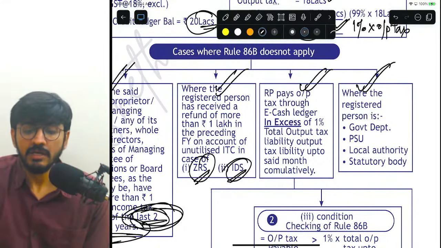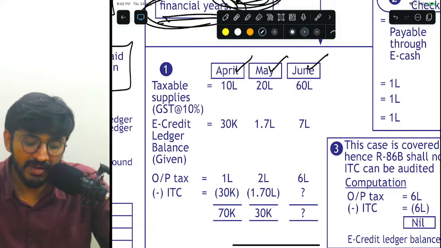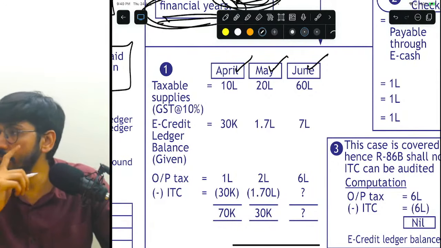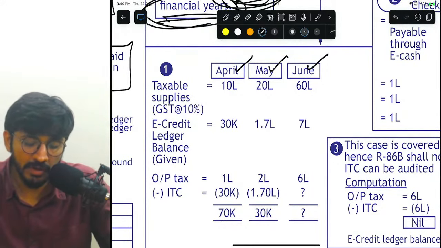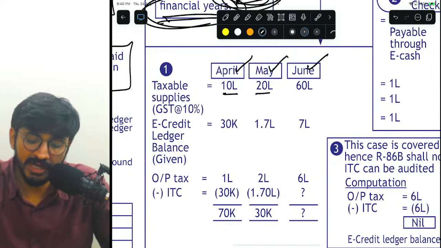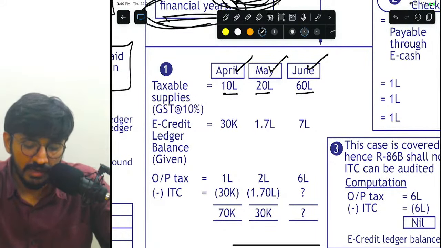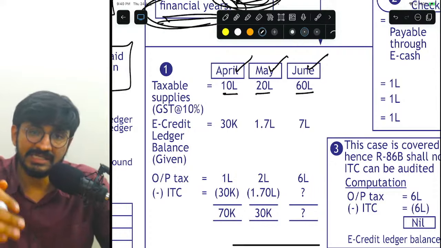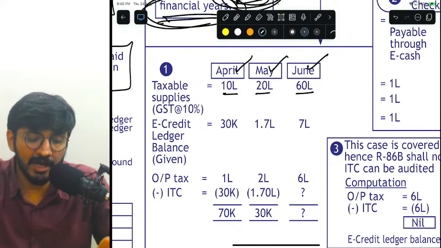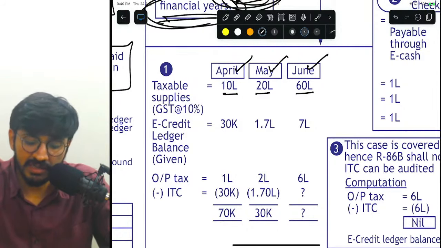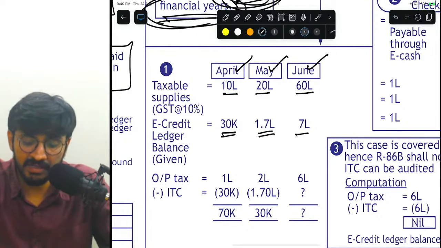Now, I have actually given an example out here. So, let's say the taxable supplies out here for the months of April, May, June, correct? So for the month of April, my dear friends, understand that the taxable supplies out here are very simple. Okay, it is 10 lakhs, 20 lakhs, 30 lakhs, right? And on that GST is 10%. So that will be 1 lakh, 2 lakh, 3 lakhs, right? And the balance in the credit ledger is 30,000, 1 lakh 70, and 7 lakhs.